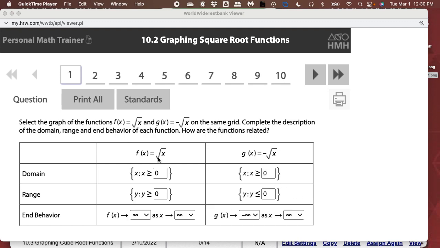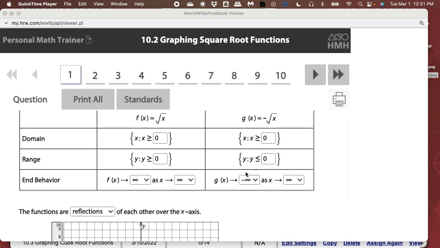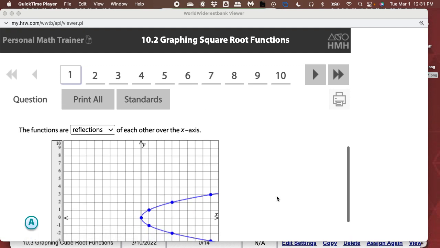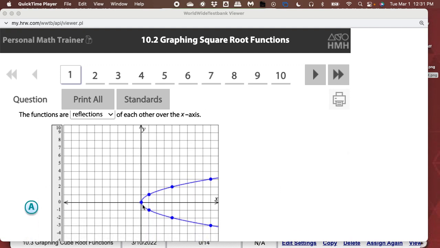Say it again. The original function goes positive both directions, so the y goes positive as the x goes to the right. The reflected function, the x still is positive because I can't take the square root of a negative number in the real number system, but I can get an answer out that's negative if I multiply it by a -1. So the y's go negative as the x is approaching positive infinity. The functions are reflections of each other, and this is what the picture looks like. The original square root function goes upward and outward, and the reflection goes downward and outward.